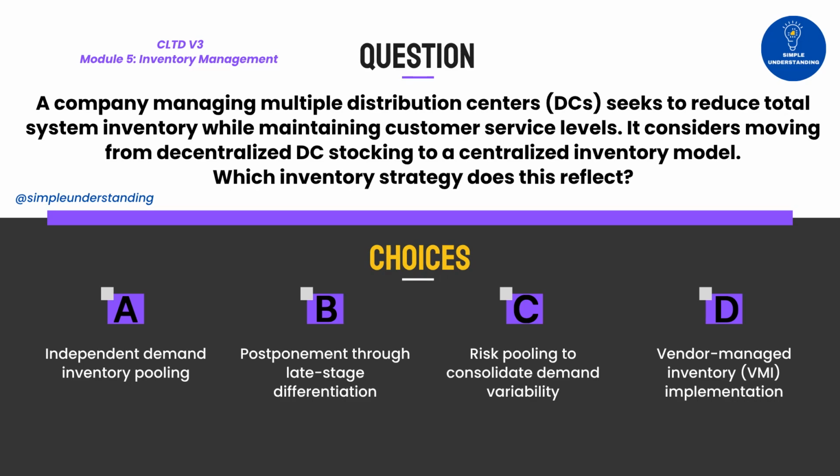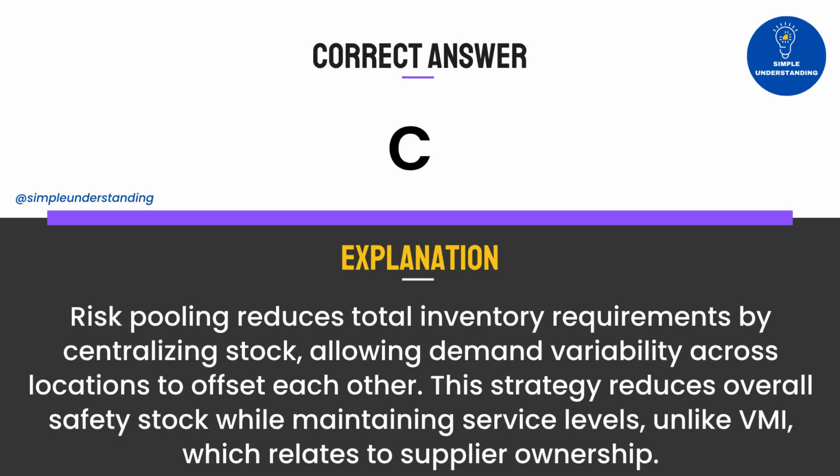Correct answer: C. Explanation: risk pooling reduces total inventory requirements by centralizing stock, allowing demand variability across locations to offset each other.